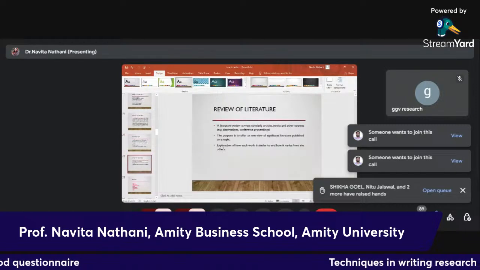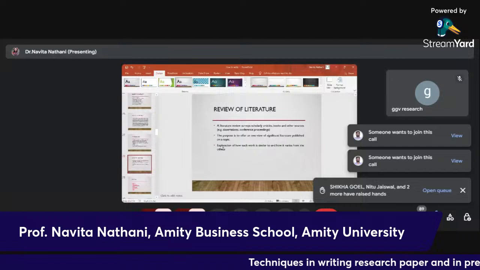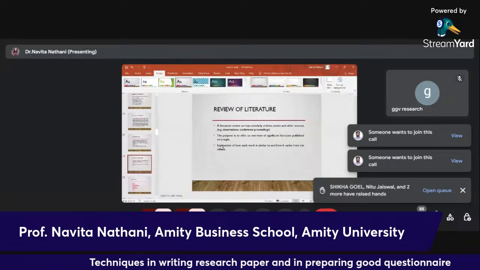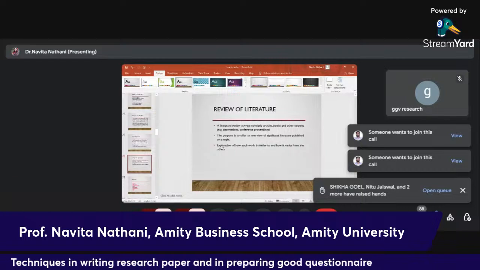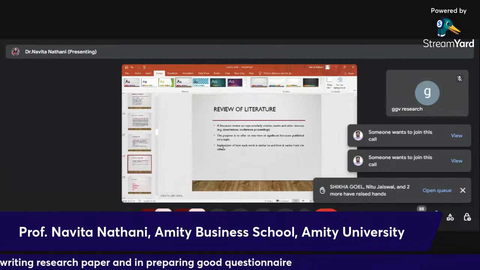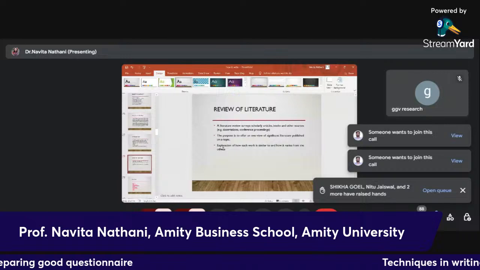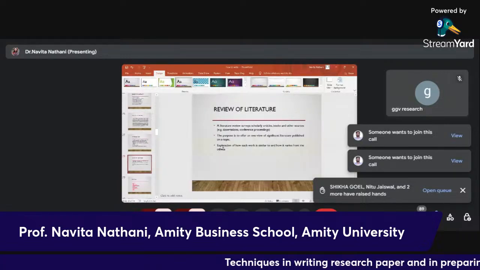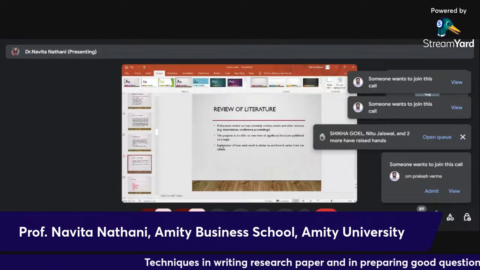So review of literature, nowadays there is a trend. People are writing review of hypothesis just below the review of literature. So this is another way of writing review of literature. But for the research scholar, the perfect way to write review of literature is creating an Excel sheet where you can write each and everything.